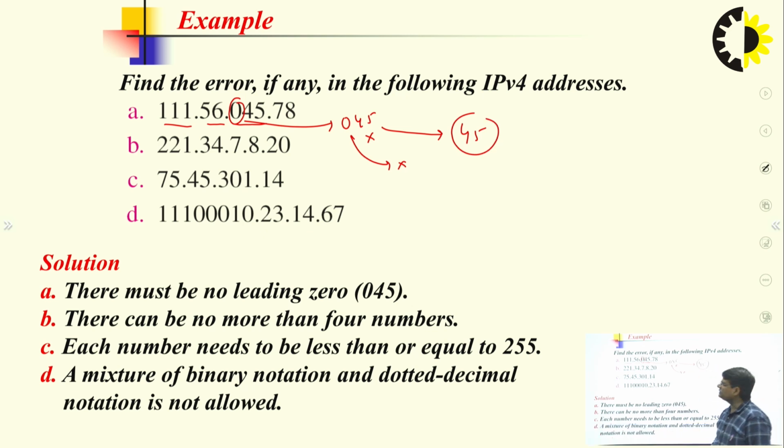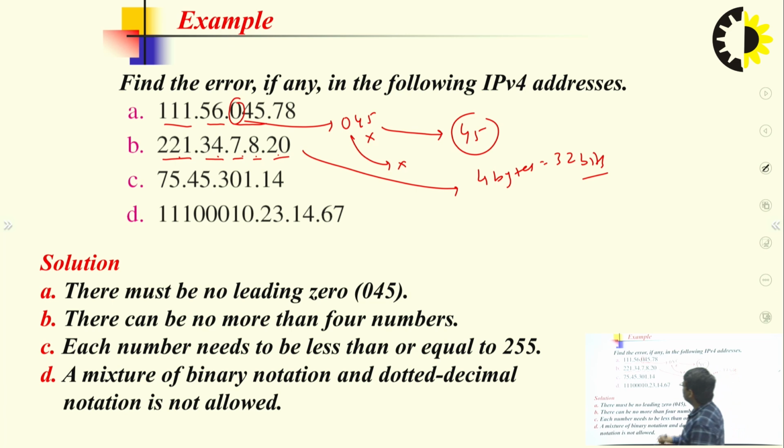Let's see the second case. In this case, we have 1, it's okay, it is also okay, it is also okay, it is also okay. But there are 1, 2, 3, 4, 5 bytes. So 5 bytes are not allowed. In the case of IP version 4, as I have discussed, there should be at most 4 bytes or 32 bits. So one of them is extra, maybe let's say this last one.